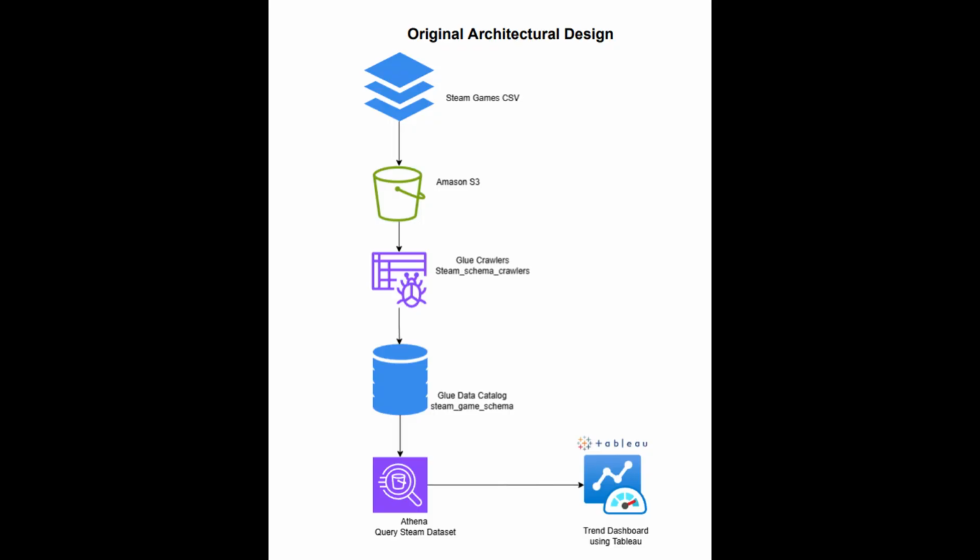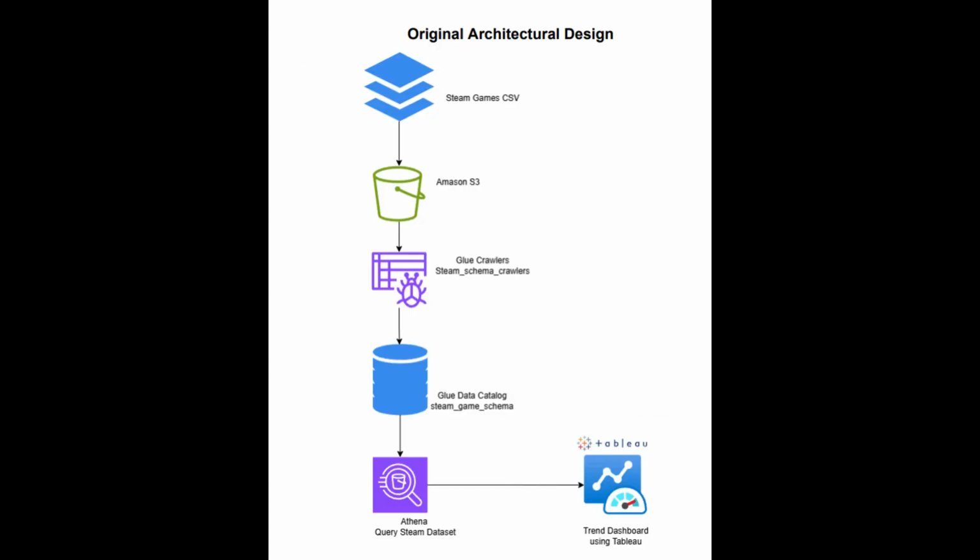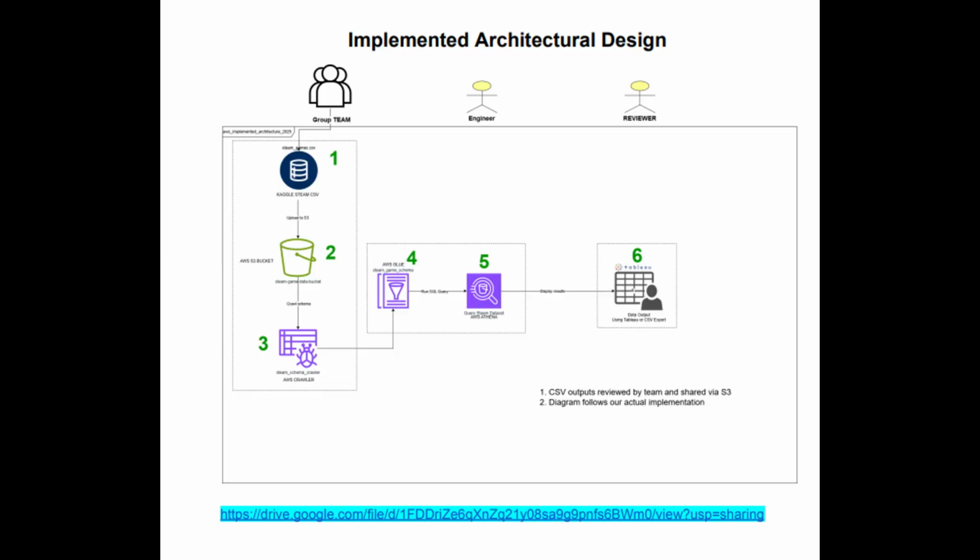However, once we started working with the AWS Academy Learner Labs, we encountered SageMaker permission restrictions. Because we couldn't use Jupyter or create notebook instances, we had to revise our plan. Here's our updated implemented architecture.